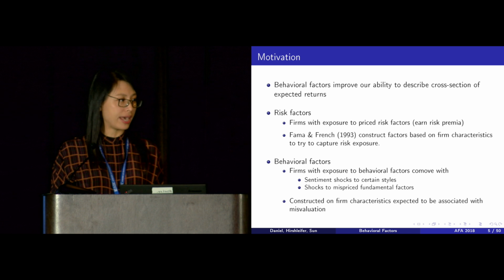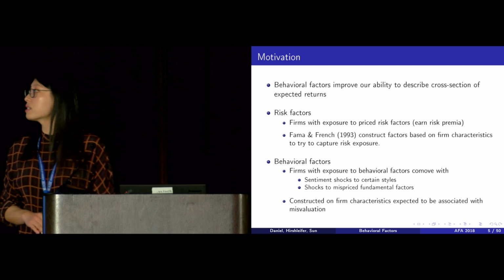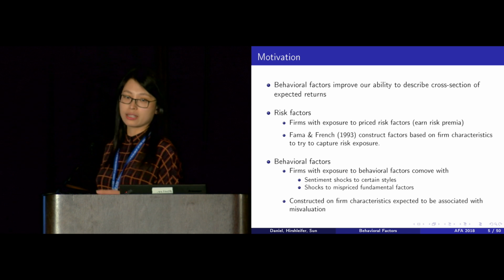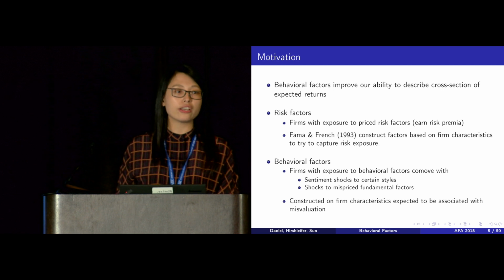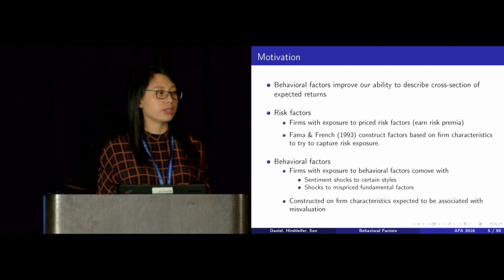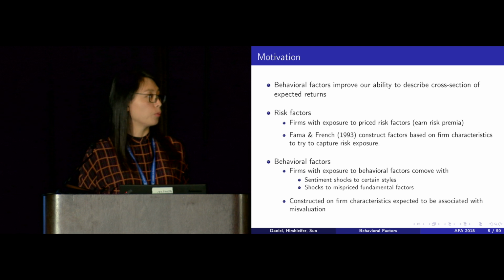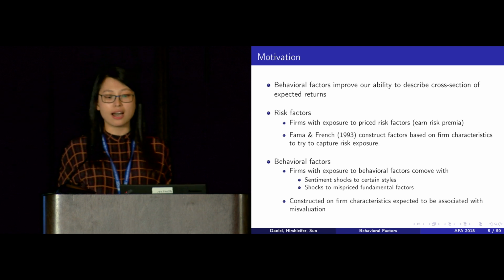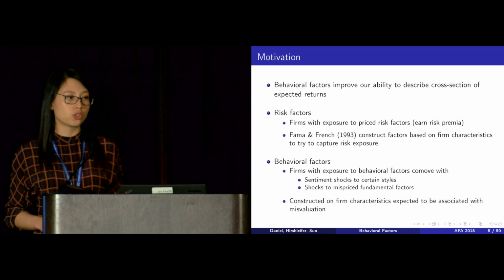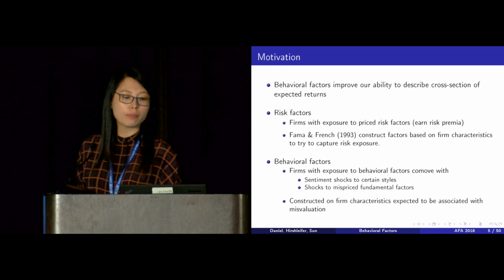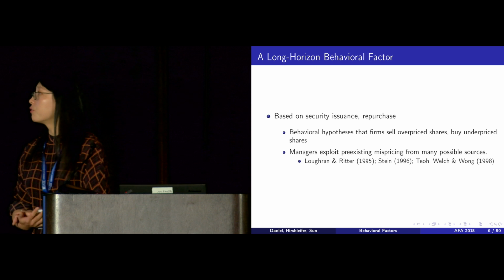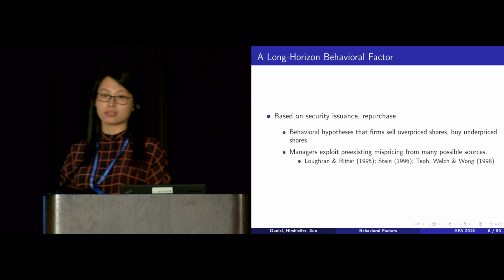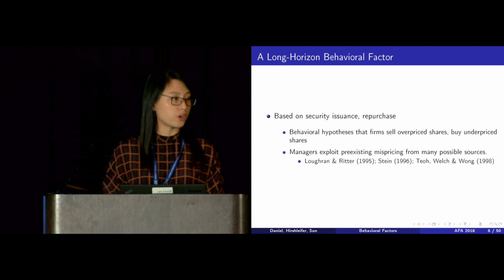So how do we construct behavioral factors? Just as Fama and French construct their risk factors based on characteristics that they argue are associated with firms' risk exposure, we construct behavioral factors based on characteristics that ex ante are expected to be associated with mispricing. So we propose two behavioral factors. The first one is the long horizon behavioral factor based on security issuance and repurchase.